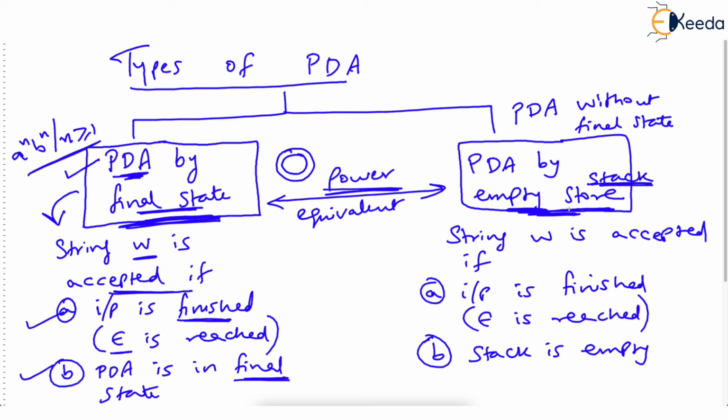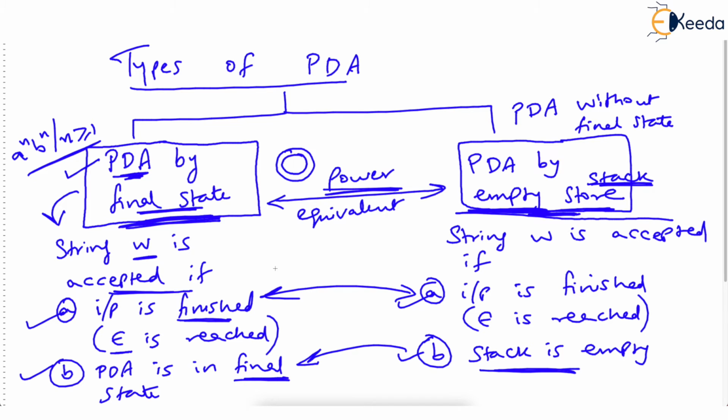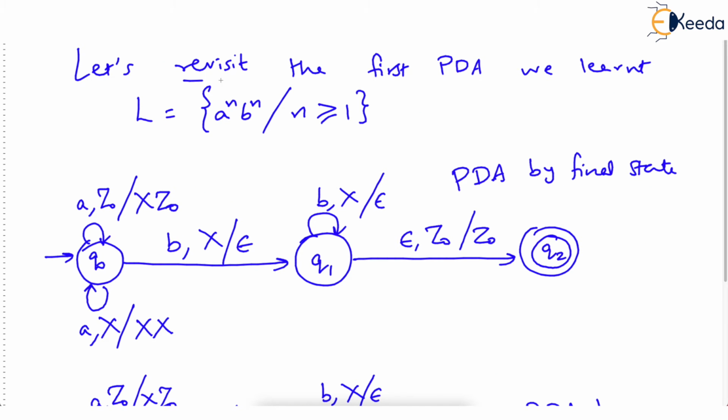Whereas, what is the working of PDA by empty store? See, the string W is accepted if two conditions occur. First, the input is finished, which is the same as this, epsilon is reached, but the second is that the stack is empty. Whereas here the second condition in the case of PDA by final state was that the PDA must be in the final state, but here the stack should be empty. It's so easy. Trust me, it is so easy. You will understand as soon as we revisit our first problem that we solved on PDA.